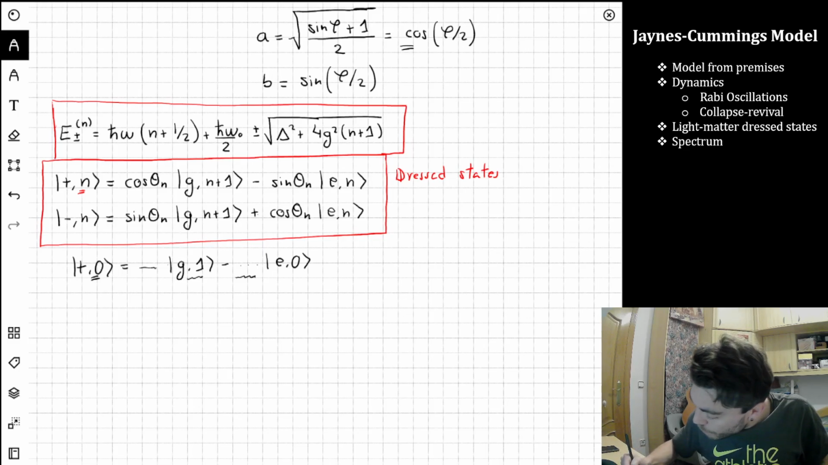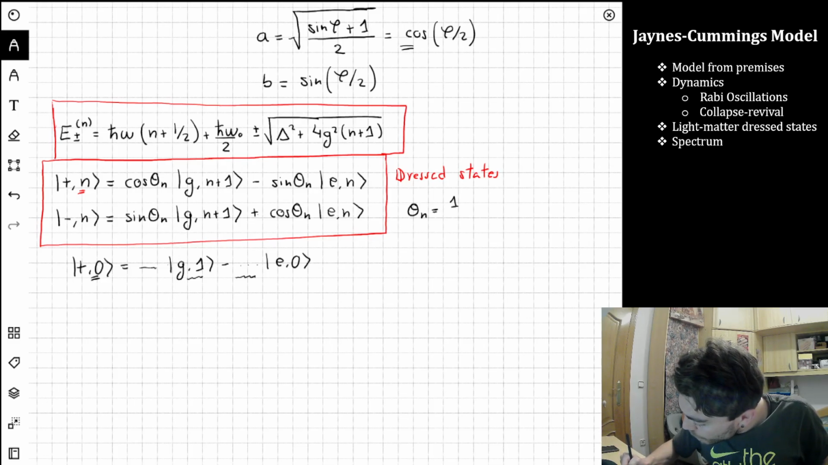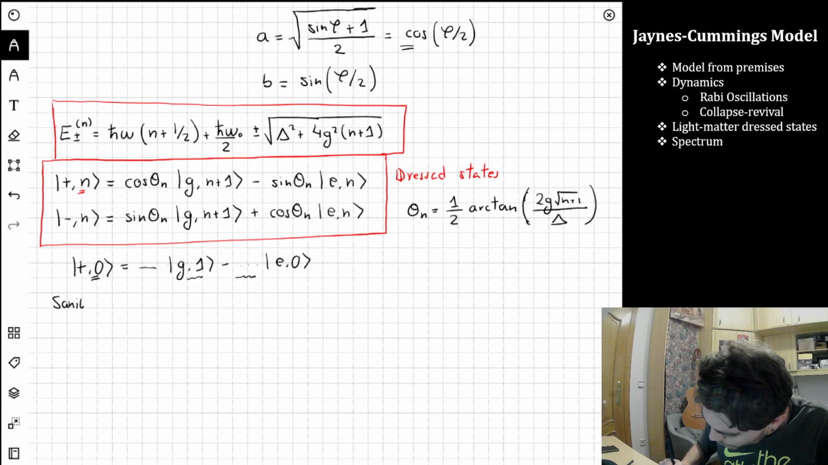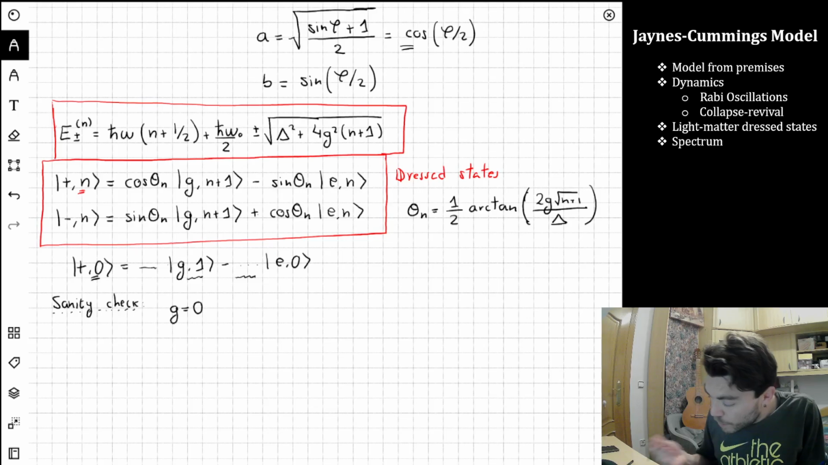Okay, another thing, for the matter of defining things well, is that theta n is 1/2 the arctangent of 2g square root of n plus 1, which is this capital Ω_n, divided by Δ. Okay, so let's see two things. First of all, let's do a sanity check very quickly, and this type of sanity check is good practice in this type of calculation. That is, what happens to the energies if g is equal to 0? So if there is no light-matter coupling, what are the energies?